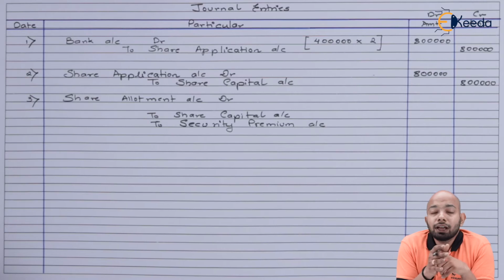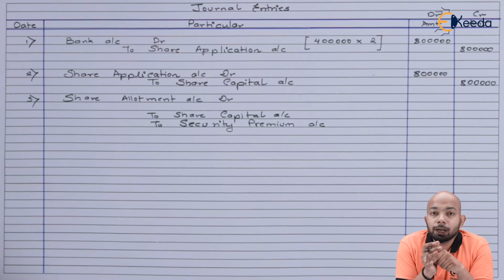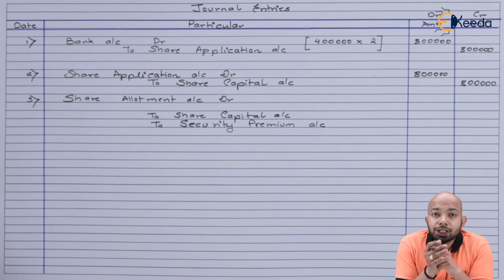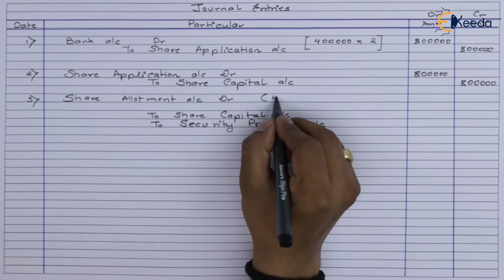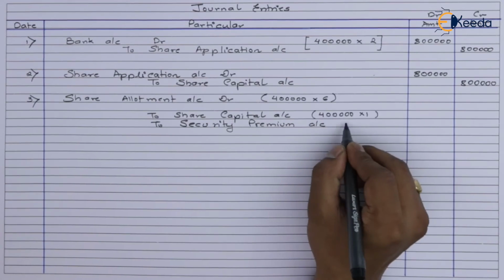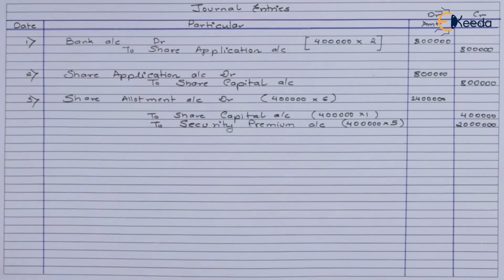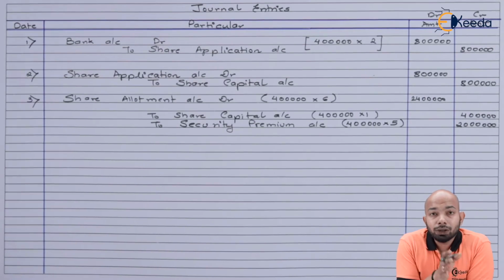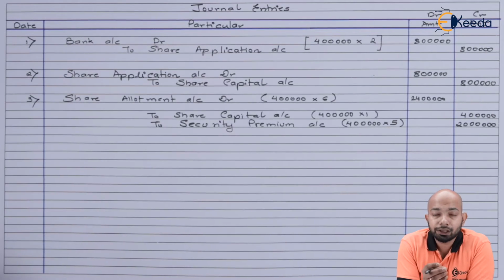Now, the shares that we have allotted are only 4 lakh, so everything will be multiplied by 4 lakh here. For securities premium, it will be 4 lakh multiplied by 5. For share capital, it will be 4 lakh multiplied by 1. And towards share allotment on the debit side, it will be 4 lakh multiplied by 6. So the total allotment amount is 24 lakh, out of which 20 lakh is the premium and 4 lakh is the share capital here. Now we'll go on to the receipt part.